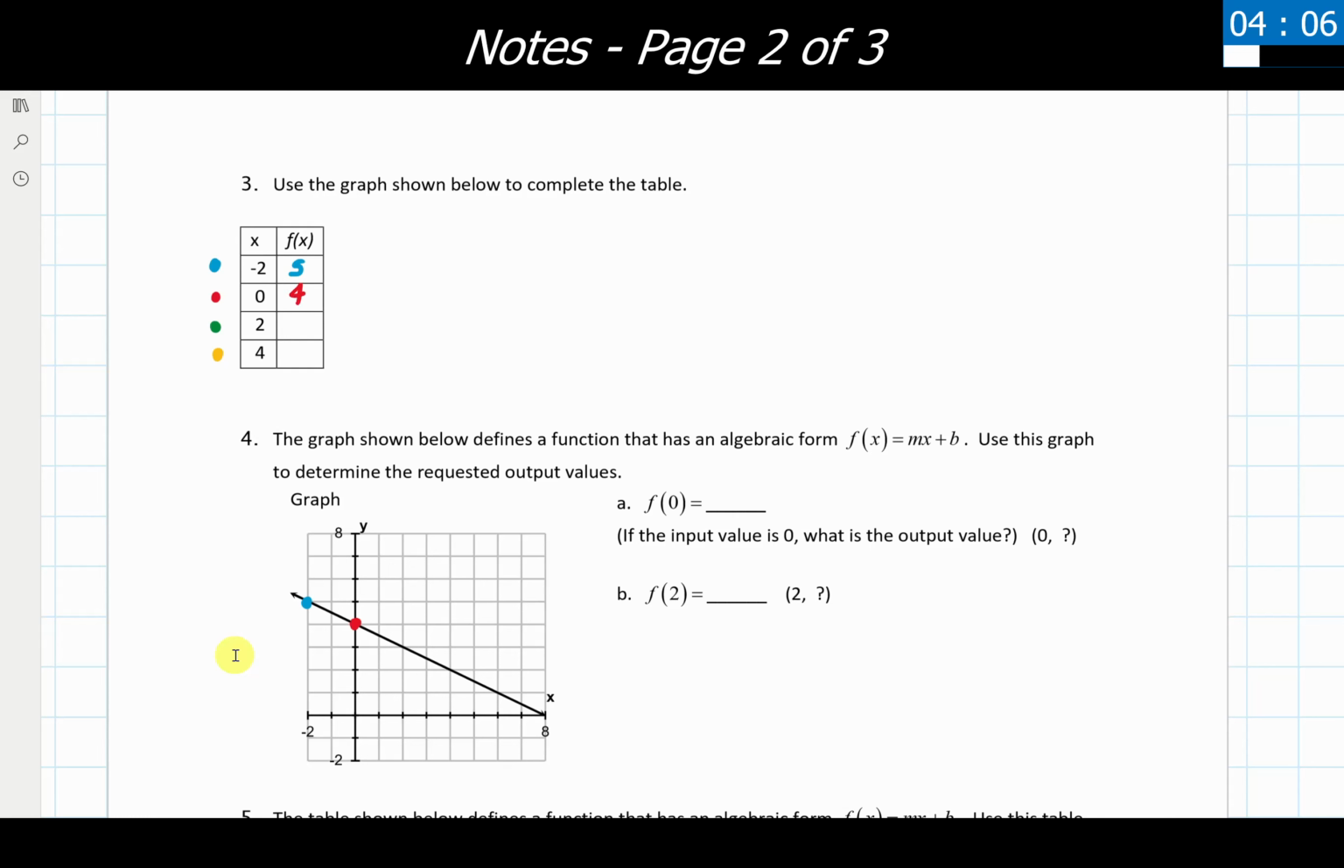There we go. Now what about 2? I'm going over here. Here's 2. Going up to there. And that gives me an output value of, looks like it's going to be 3. And then last but not least, I'm going over to 4. 1, 2, 3, 4. And I'm going up. And I have my last point here at 2.